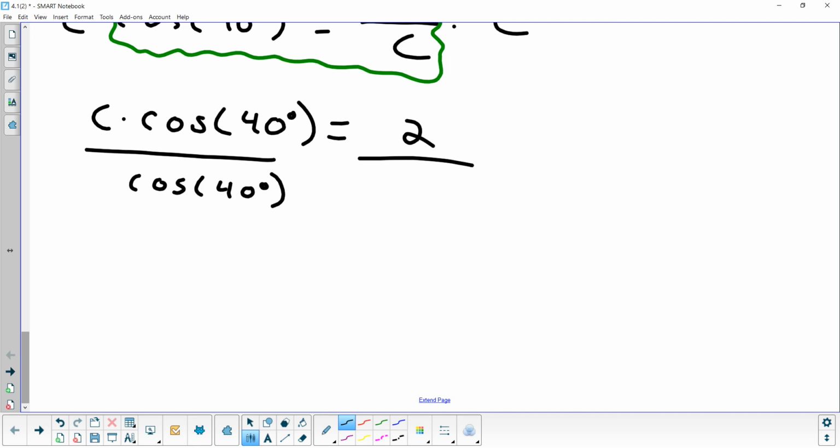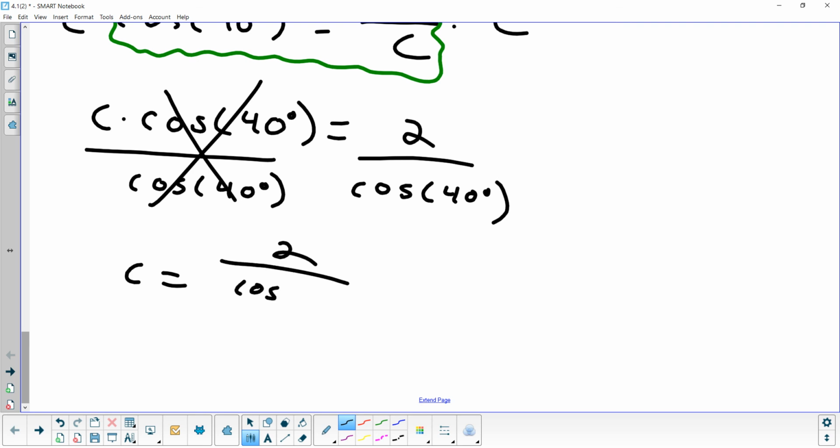Yeah, divide by the cosine of 40. What is the cosine of 40? I don't know. I don't need to know. All I need to know is divide each side by it. And that's gone. And here is our final answer: 2 divided by cosine 40. I still don't need to know what the cosine of 40 is. I'm never going to figure that out in this problem. I'm just going to type that whole thing in and get the answer.